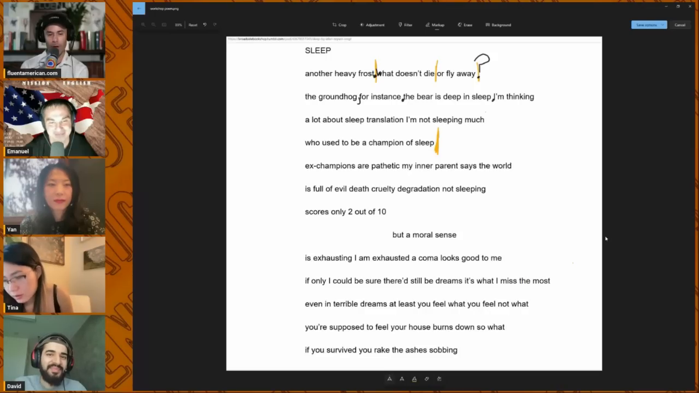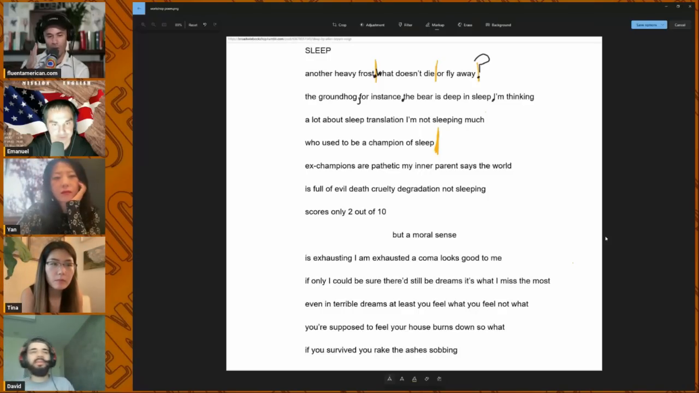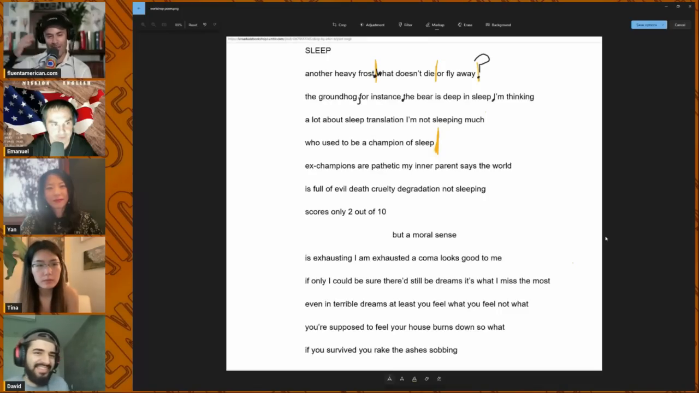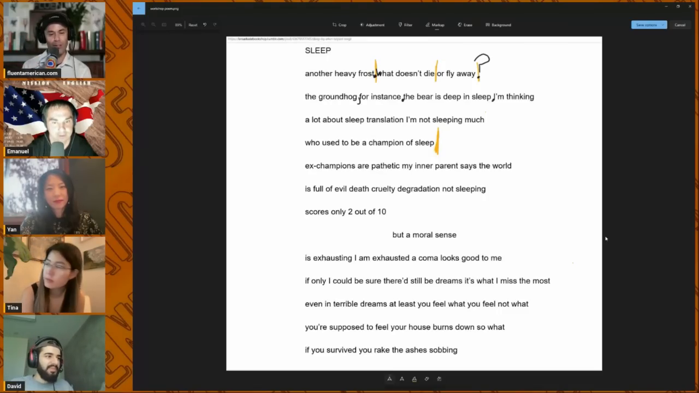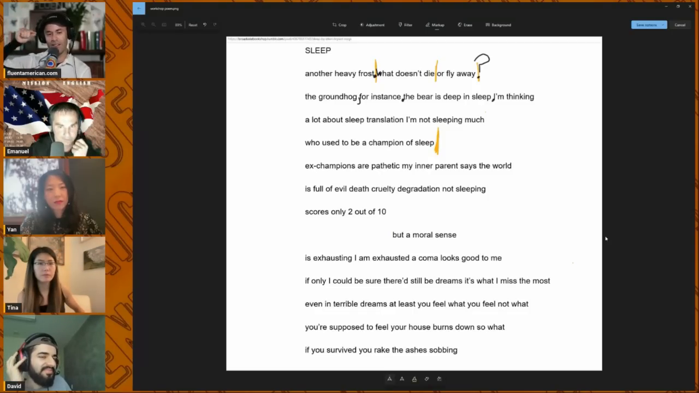The way I read this poem, it's almost stream of consciousness. If you're not familiar with stream of consciousness, it's like when we start off thinking about a project we have due tomorrow, and then 2 minutes later we're thinking about that time we were on a Ferris wheel at an amusement park when we were 5. The mind can make enormous leaps in a very short amount of time. So the way I see this is thinking, looking out your window: another heavy frost. What doesn't die or fly? There's the groundhog. There's the bear. I'm thinking a lot about sleep. Bears are asleep. I'm seeing a lot of these logical jumps.